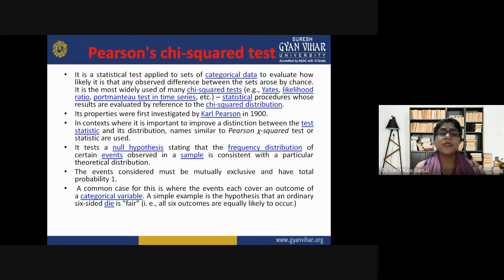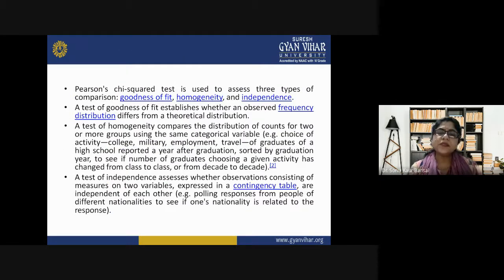So students, a common case for this is where the events each cover an outcome of a categorical variable. A simple example is the hypothesis that an ordinary six-sided die is fair. All six outcomes are equally likely to occur. So Pearson's chi-square test is used to assess three types of comparison. So how it is observing the frequencies and how it is making the comparisons. First is goodness of fit, secondly homogeneity, and thirdly independence.